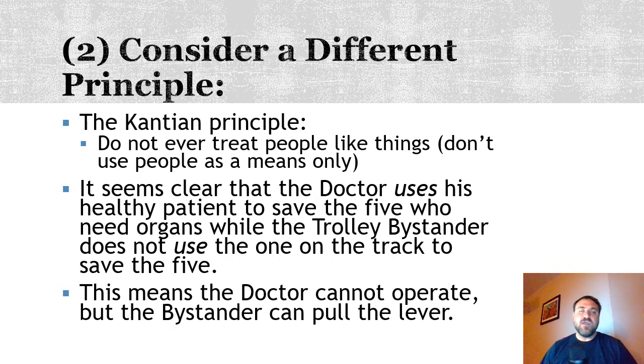And so again, if we want to apply it to our cases, it seems very clear that the doctor uses his healthy patient to save the 5 who need organs, while the trolley bystander does not use the one on the track to save the 5, really. Okay, and so maybe that's a way in which the cases are different, or that's a way a moral principle can make sense of our different ideas. And so the idea is that maybe we say the doctor can't operate because it would use the patient, but the bystander can pull the lever because they don't use the one on the track to save the 5.